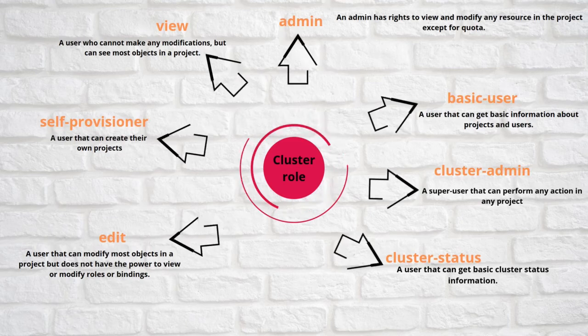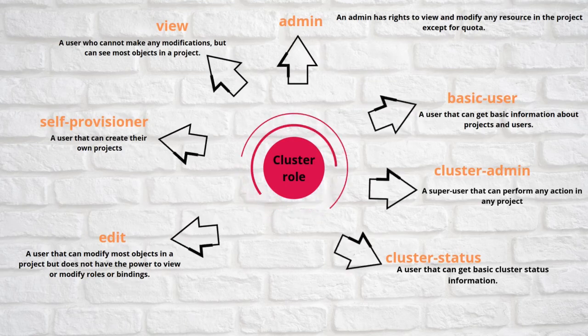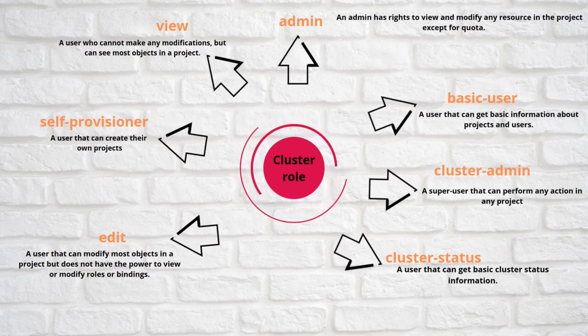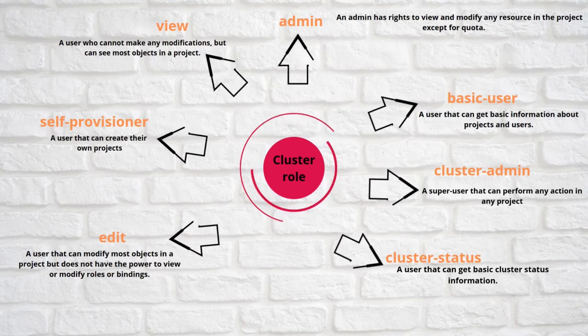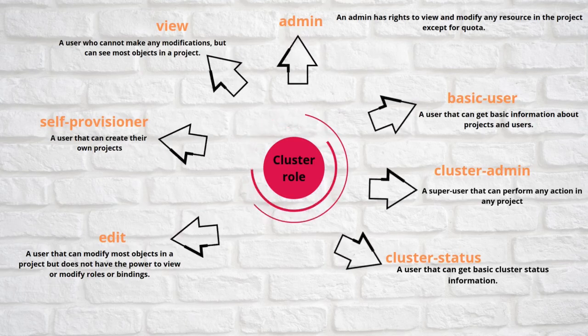Second is basic user. With this role, a user can get basic information about projects and users. Third is cluster admin, a super user that can perform any action in any project. When bound to a user with a local binding, they have full control over quota and every action on every resource in the single project. Fourth is cluster status. With this role, a user can get basic cluster status information.